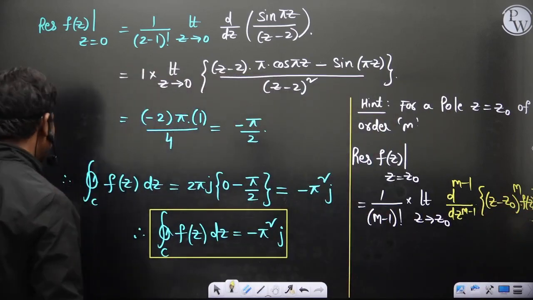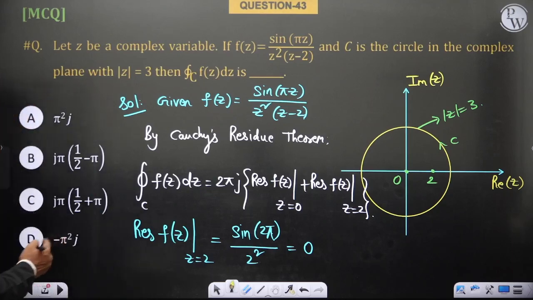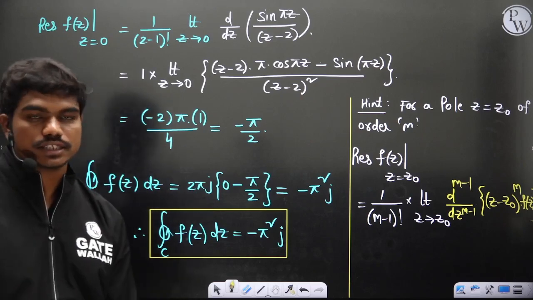So if you apply that, we get minus pi square j, of course. So minus pi square j is in option D clearly. So minus pi square j is the correct answer in this case. Thank you.